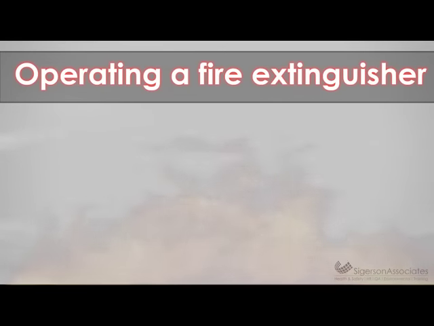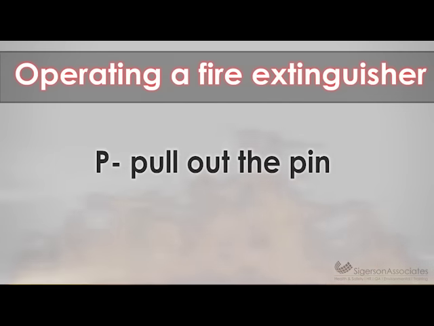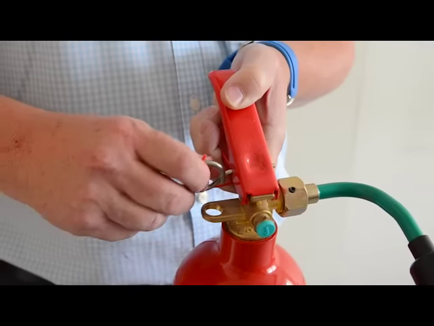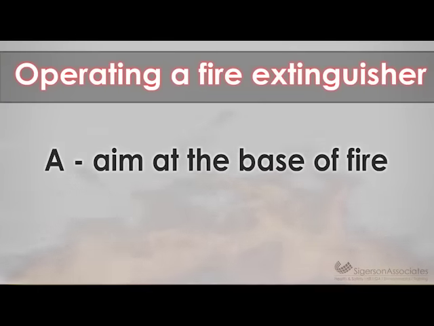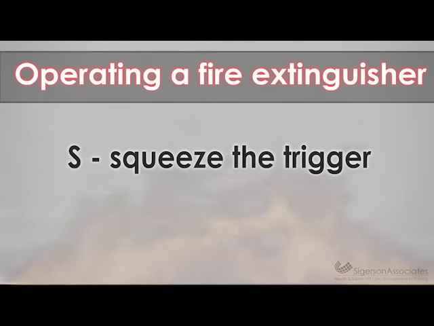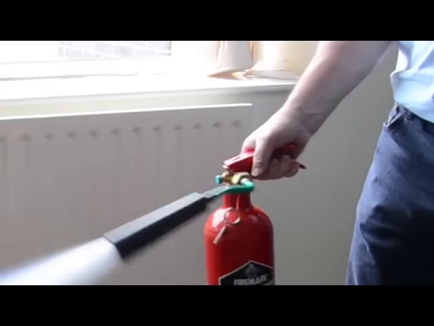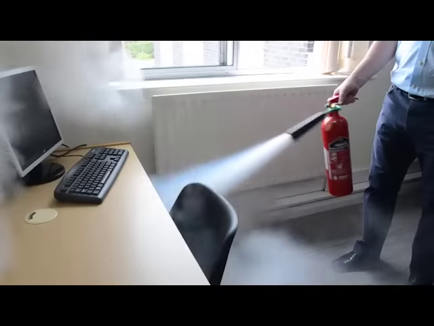As a general rule, when operating a fire extinguisher, remember the acronym PASS. P. Pull out the pin. A. Aim at the base of the fire. S. Squeeze the trigger. And S. Sweep back and forth at the base of the fire.